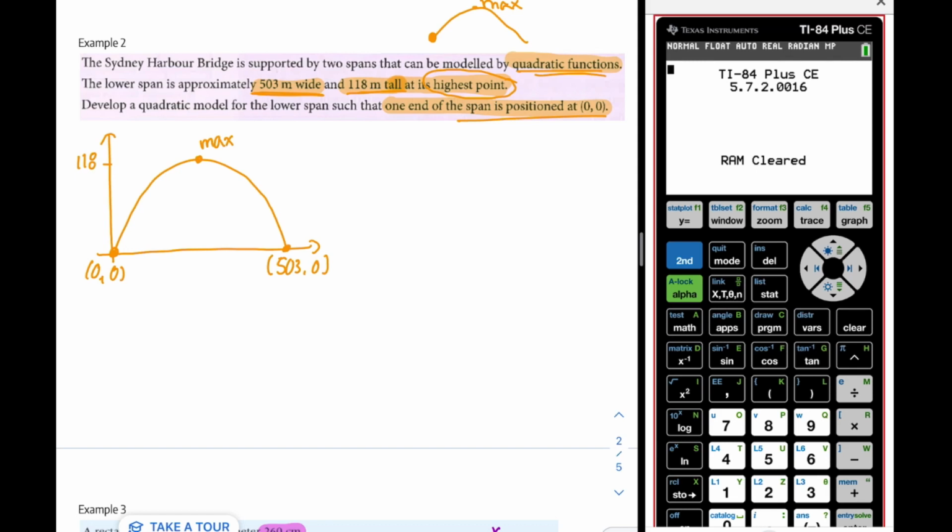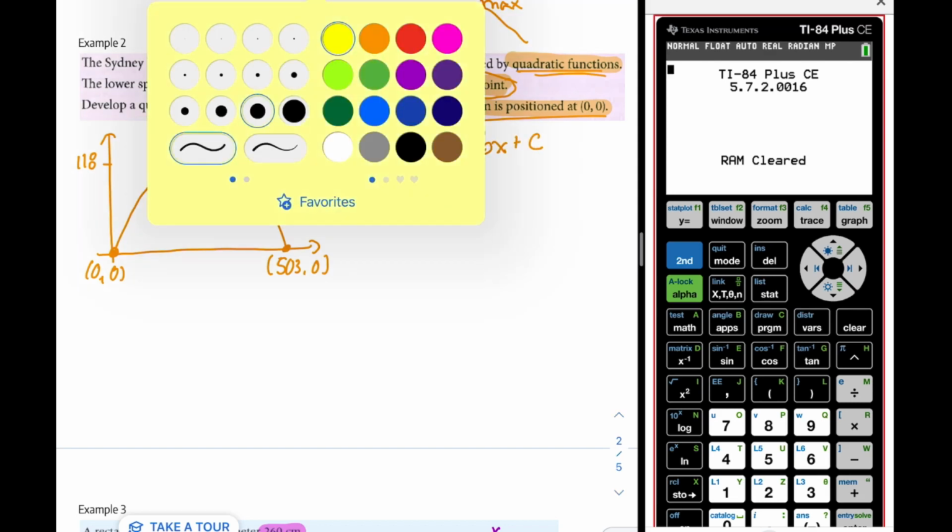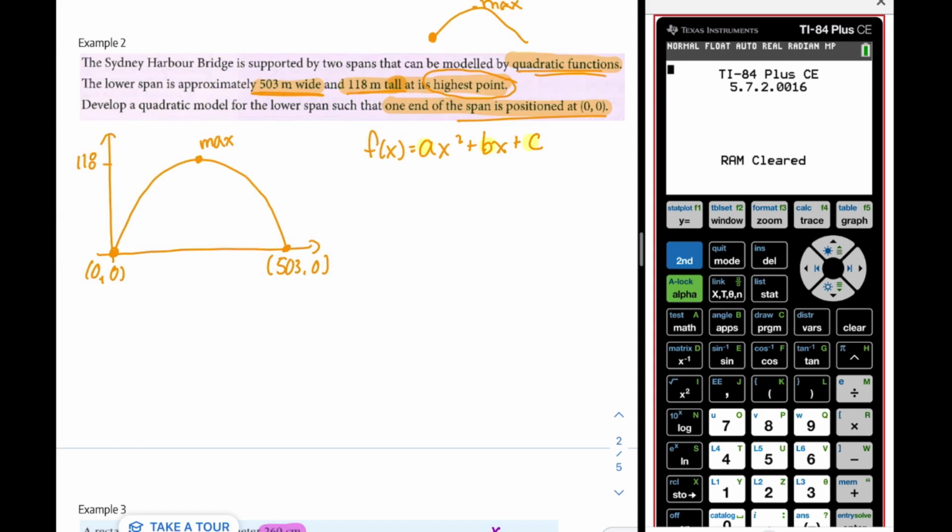And we are asked to create a model for this. Since it's a quadratic, we can write our model as ax squared plus bx plus c. Notice that we have 3 unknowns that we need to figure out. We need to figure out what a, b, and c are. Now, the easiest way to do this is to use 3 coordinates from our quadratic function, and I'm going to show you how to insert everything into your calculator. So already we have 2 coordinates here, but we're missing a 3rd coordinate because we need 3 coordinates for the 3 unknowns. So we're going to use this maximum point.